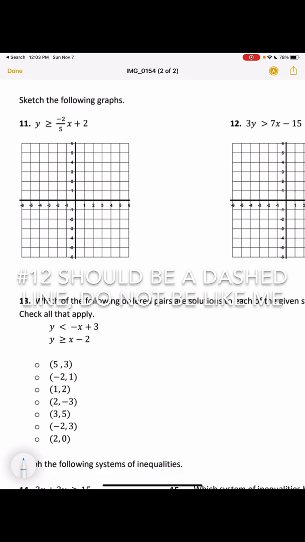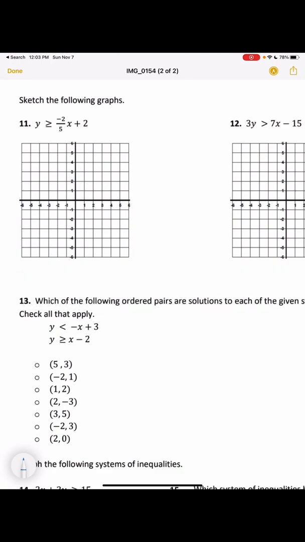Okay, so we are going to sketch these inequality graphs. The first one starts at 2, and then goes down 2 and to the right 5, or up 2 and to the left 5. I'm drawing a solid line because of this or equal to sign, and then we need to shade above the graph.